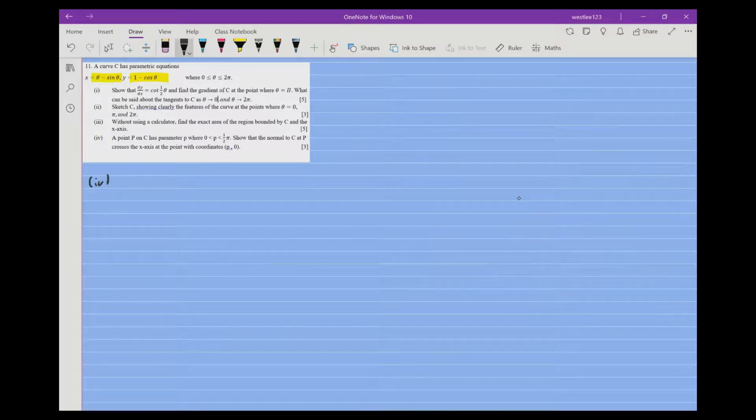A point P on C has parameter small p, where p is between 0 and pi over 2. Show that the normal to C at P crosses the x-axis at the following point. Okay. So first of all, the P coordinate looks something like this. Okay, replace the theta with small p.